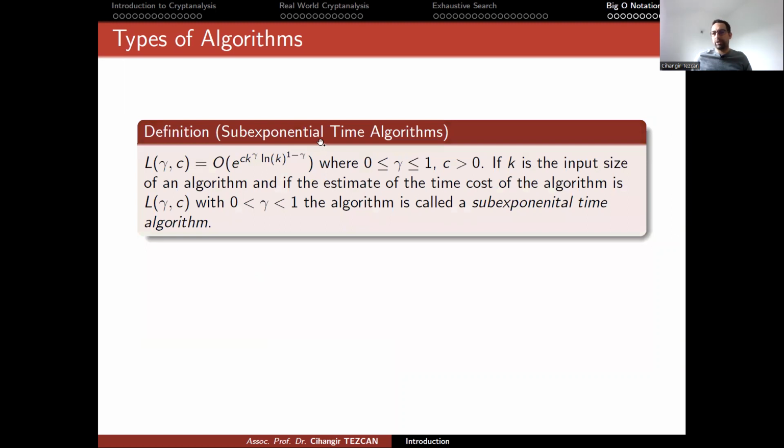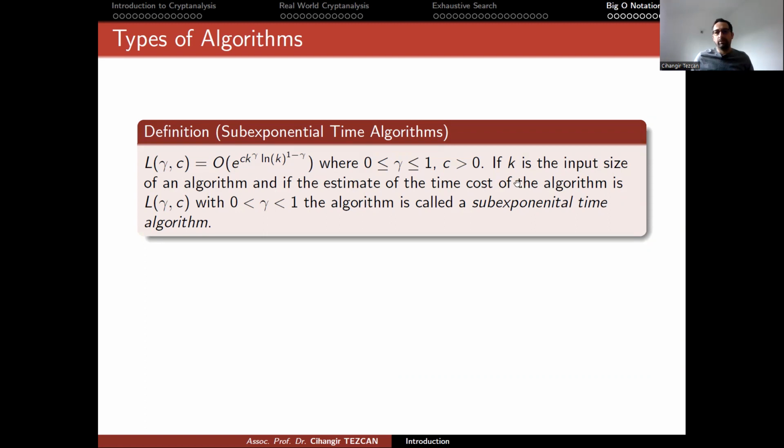But it is sub-exponential time, so somewhere between polynomial and exponential time. The definition looks a little bit strange, but we define a sub-exponential time algorithm as this, where it is still exponential, but there is a gamma value here, and gamma is between 0 and 1.